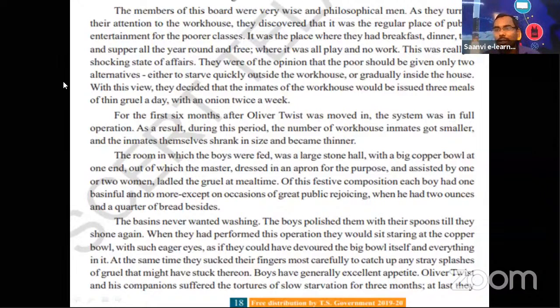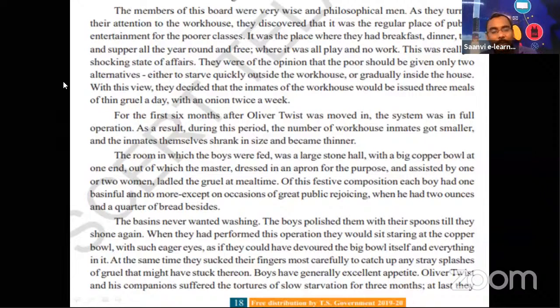At least you will eat 4 or 5 pieces of bread, isn't it? But here what happens? These children will be provided with a quarter of bread. A quarter of bread means a bread will be cut into 4 pieces, and out of those 4 pieces, 1 will be given, and 2 ounces more gruel, even though it is not sufficient for them to make it a good meal. So the situation of the workhouse inmates is very horrible for them.